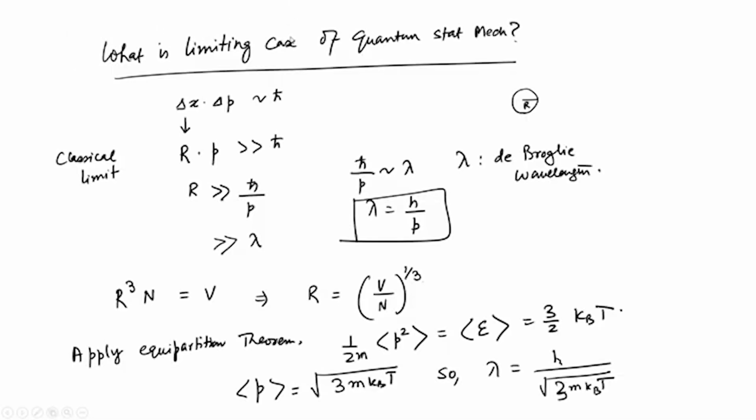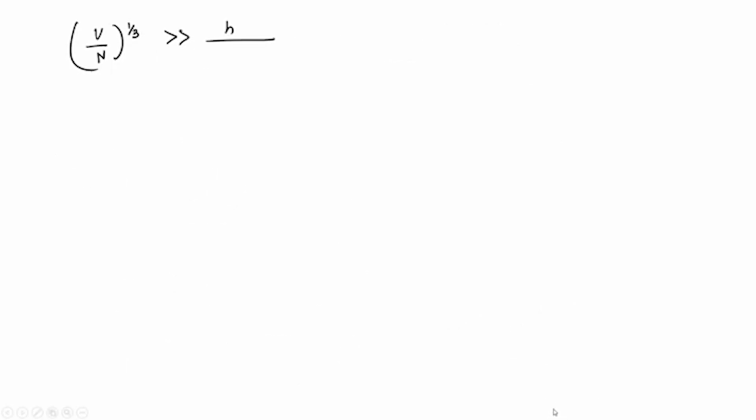So, this condition, r much greater than lambda, translates to the following. We have calculated r, which is (V/N)^(1/3), and we have also calculated lambda, which is h divided by root over 3 m k T. So, putting it into r much greater than lambda, we get (V/N)^(1/3) much greater than h divided by root over 3 m k T. Okay.